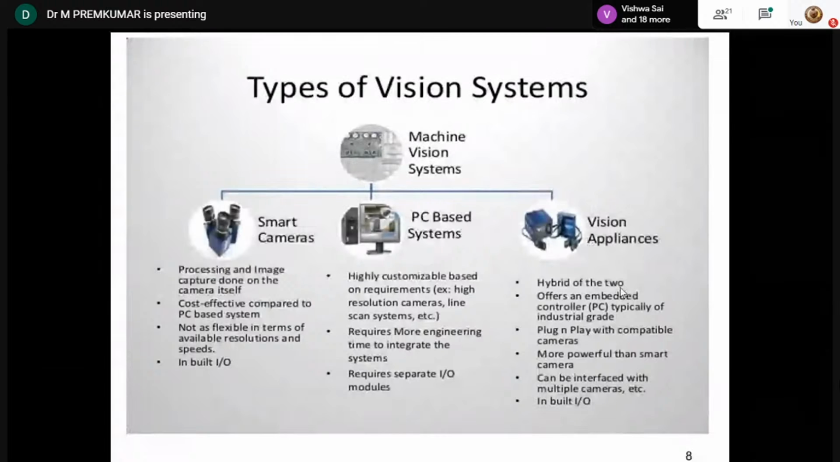Then you have special purpose vision appliances, where, for example, in the case of a wireless USB, we have various different transceivers, like a Bluetooth transceiver, for plug and play based operations. So you can have either of these three possibilities.